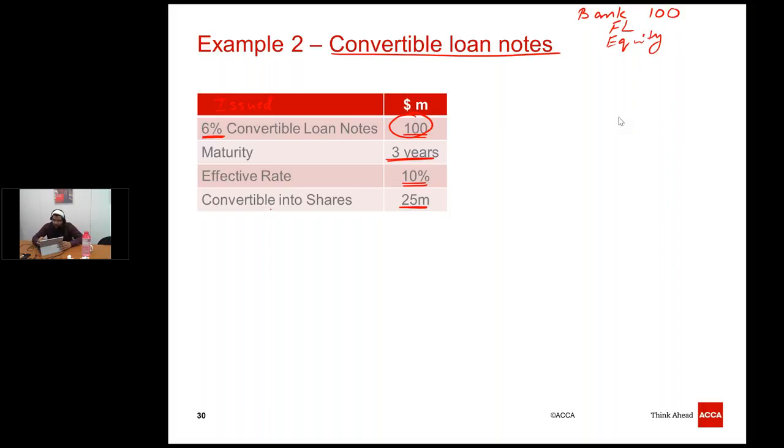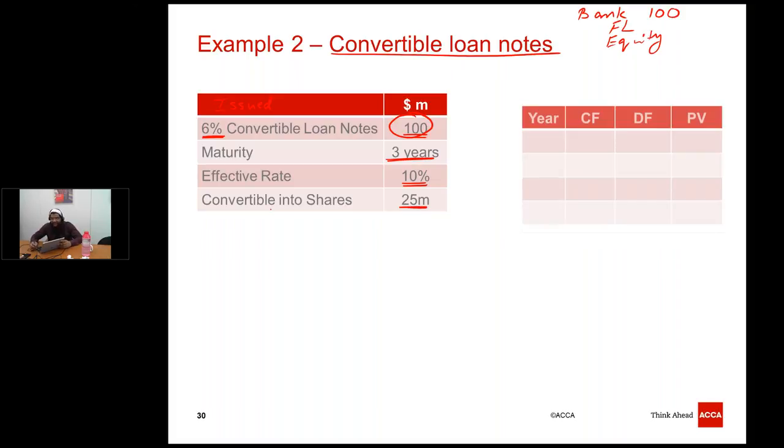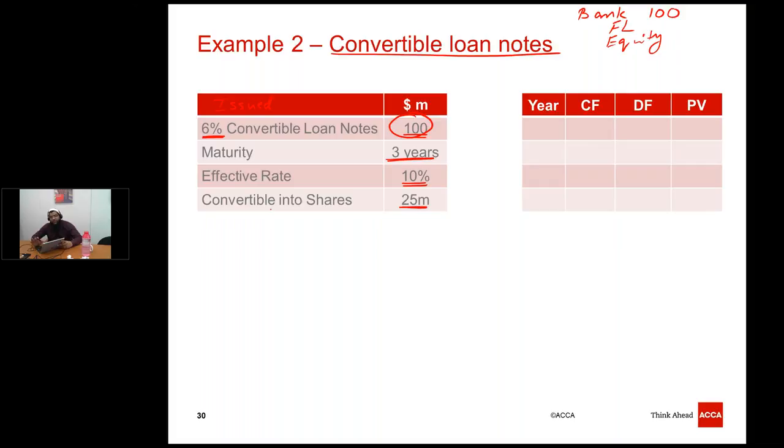Okay, so now out of this 100 million, this 100 million includes both a liability component and an equity component. Now we need to split both of them. How do we split them? We basically calculate the present value of all future cash flows, and that would become the financial liability. So financial liability is present value of all cash flows.